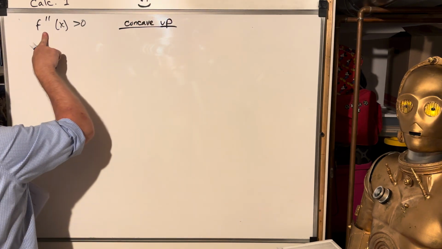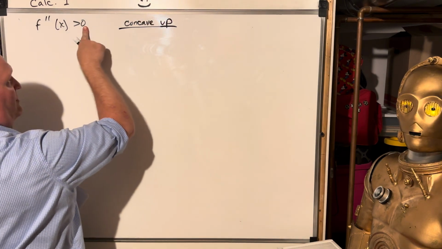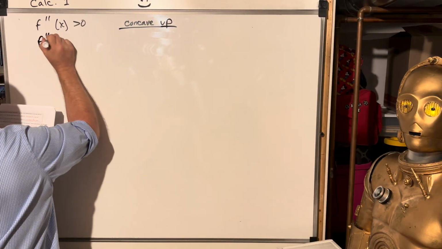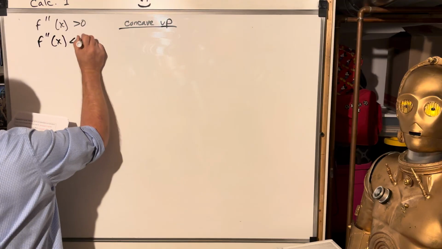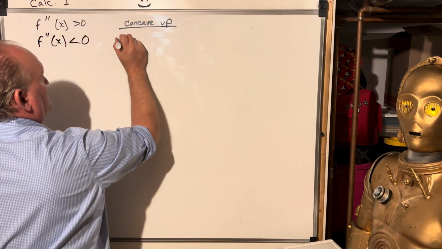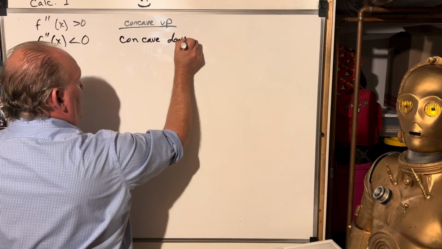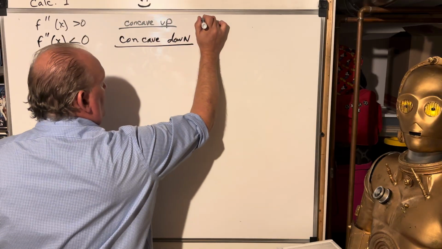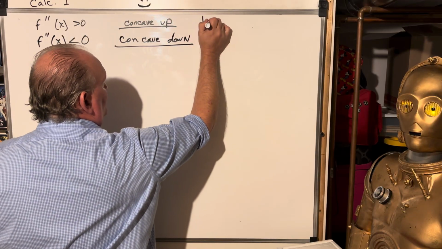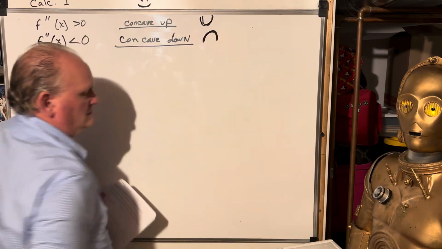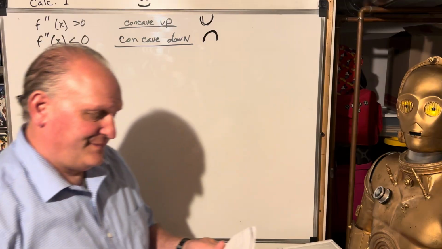So when the second derivative is a positive number, that interval is concave up. When the second derivative is a negative number, less than 0, that means concave down. And again, we'll kind of do concave up, concave down. You can draw little pictures like that.